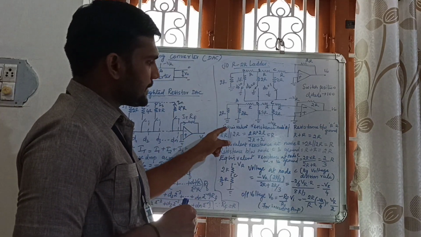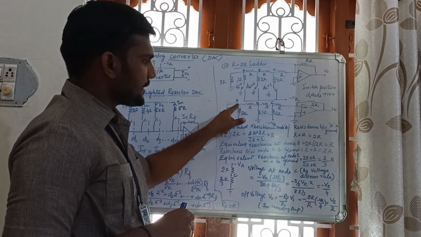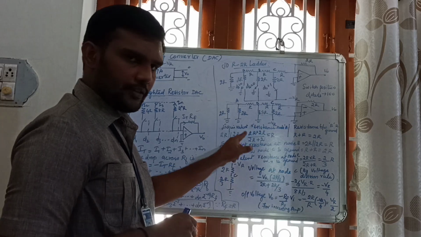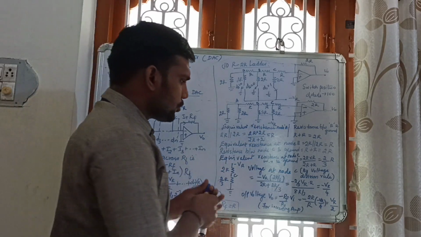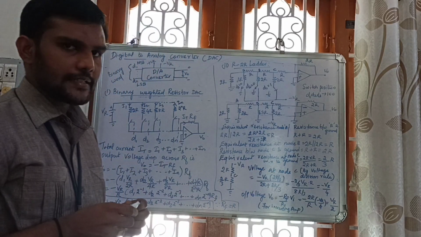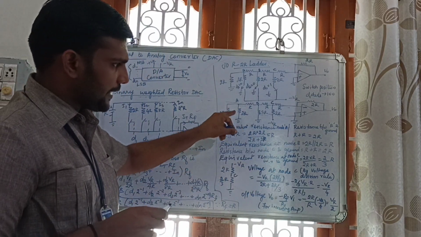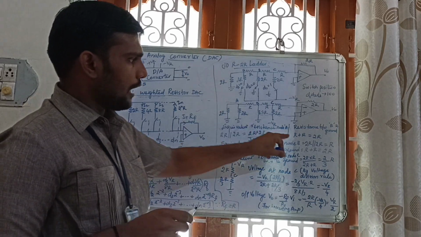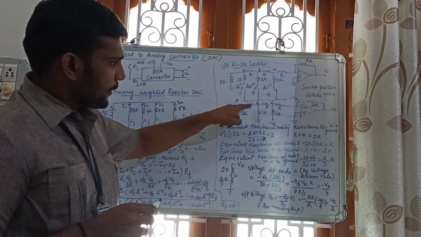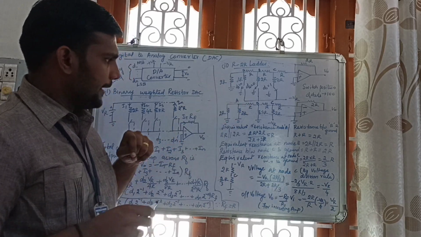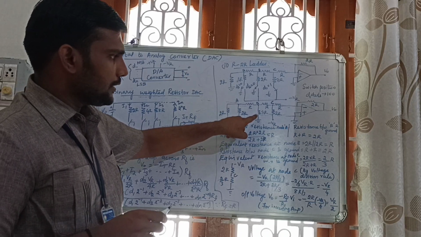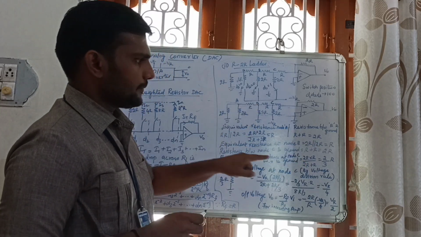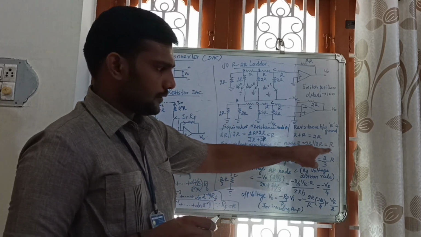For finding the equivalent resistance, at node A, these two are in parallel. So 2R parallel with 2R means 2R into 2R divided by 2R plus 2R. What will you get? This is equal to R. So instead of this parallel combination, you will get R. That R will be in series with this R, so R plus R is equal to 2R. Then that 2R is in parallel with 2R at node B, so you will get R.